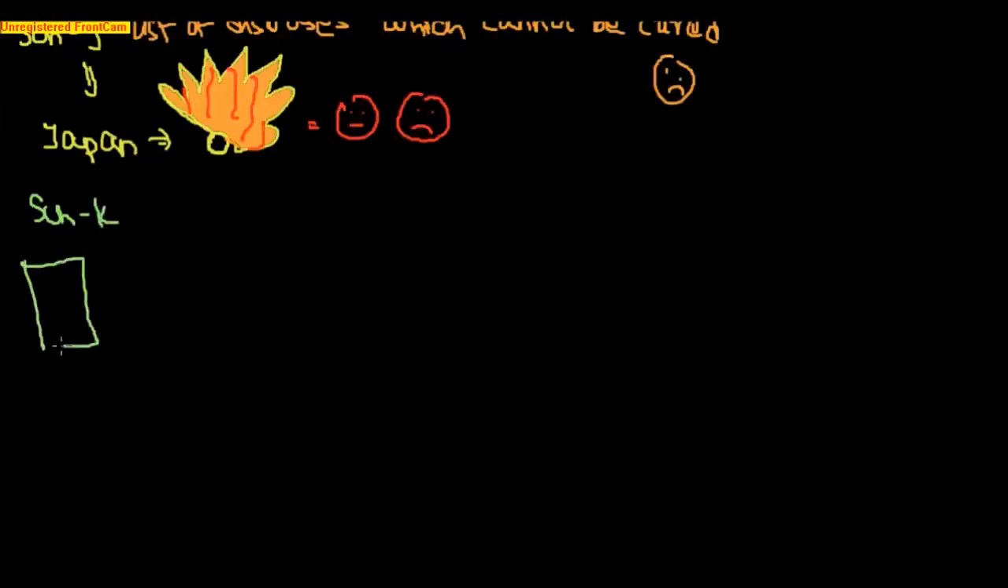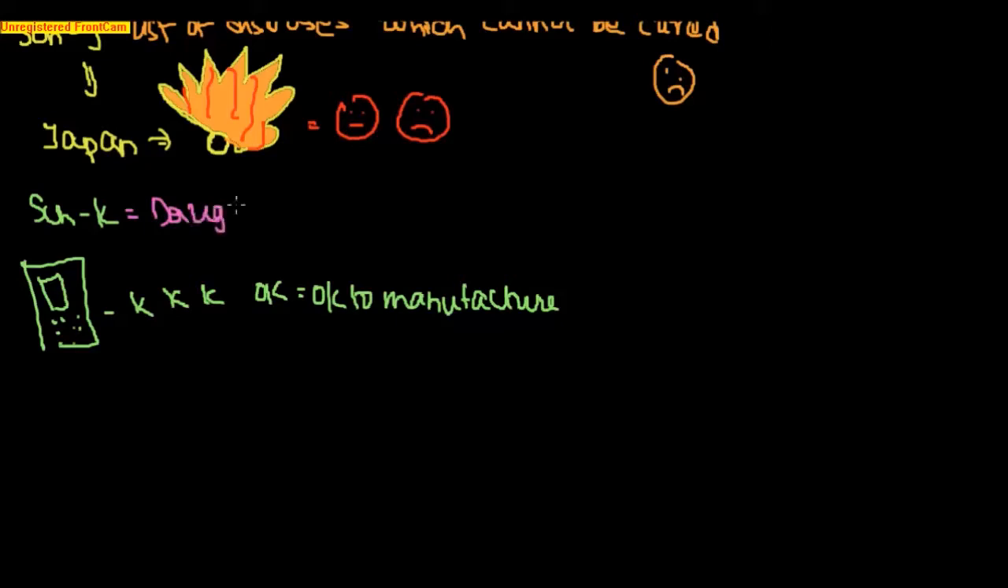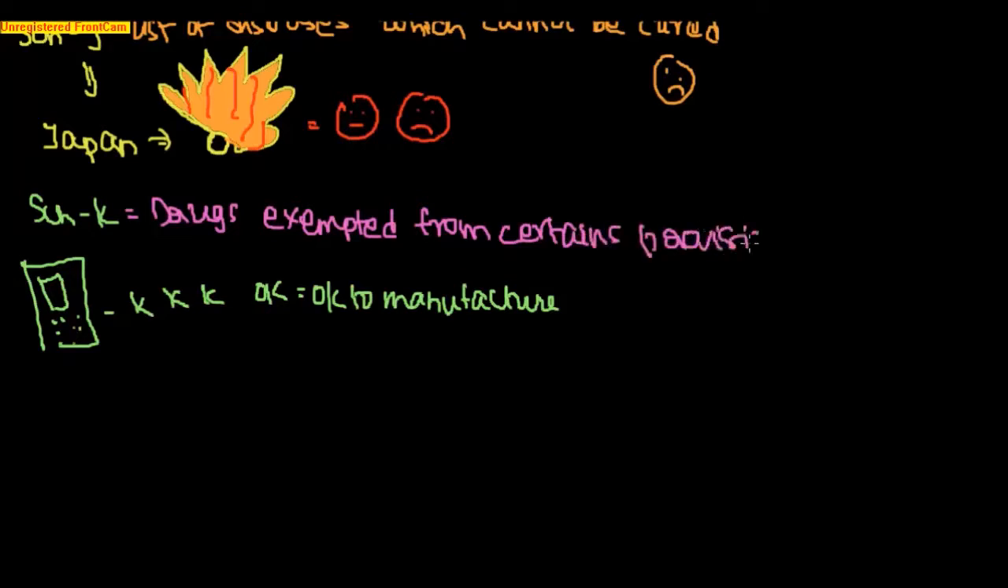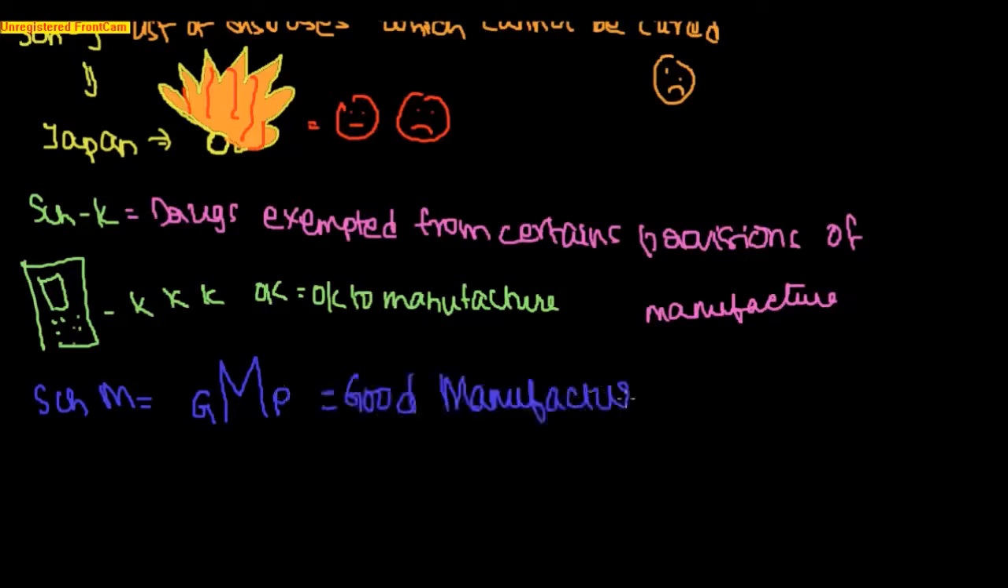And the next schedule is Schedule K. The most irritating reply over the phone is the letter K, which means okay. So these drugs are okay to be manufactured. So Schedule K consists of drugs which are okay to be manufactured. That means they are exempted from certain provisions of manufacture. And the next schedule is Schedule L, which is not mentioned in the DNC Act. And the next schedule is Schedule M. This is known to everyone. It's GMP, Good Manufacturing Practices. M for M. Just remember M for M.